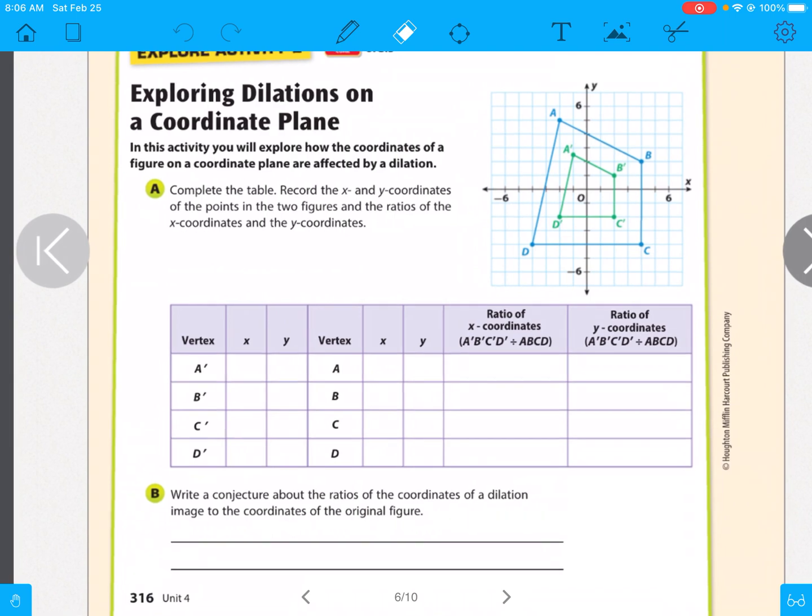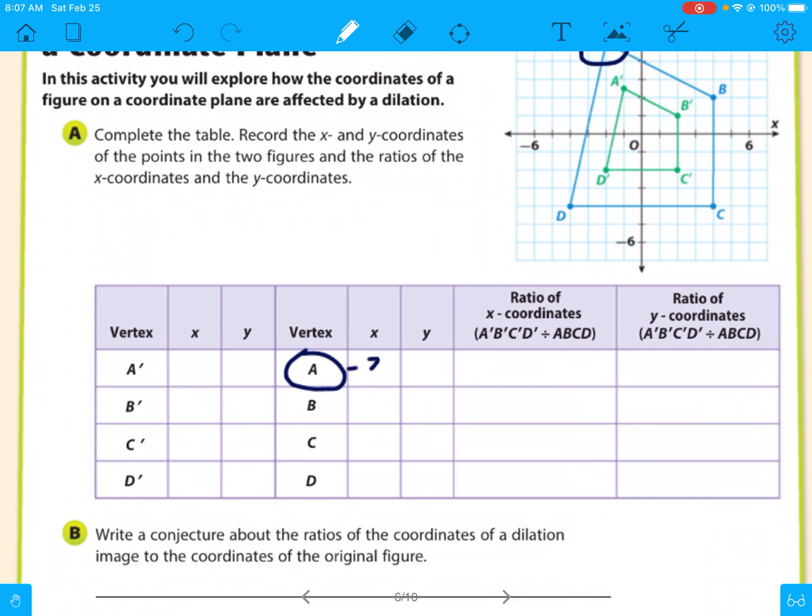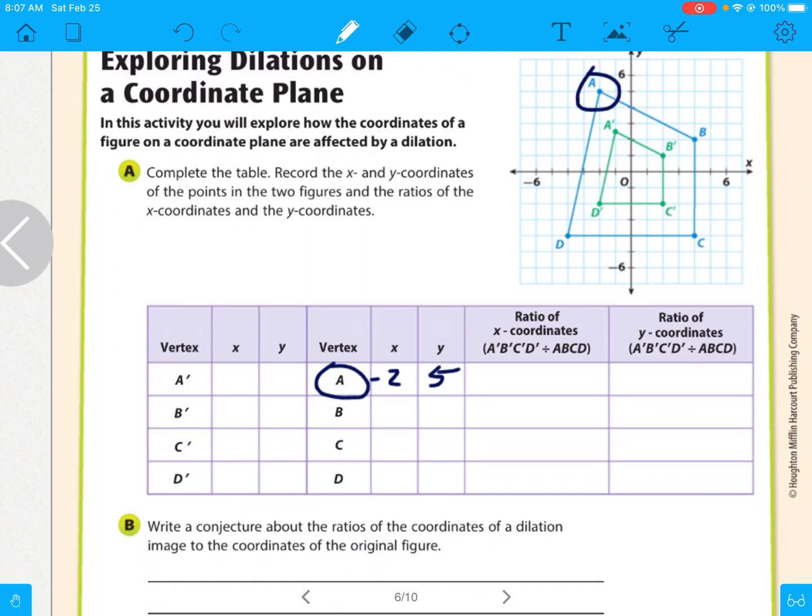So what we want to do is first write our x and y vertices from our original shape. You can see that the blue shape is the original one because they do not have the primes. I'm going to start off with vertex A here. If you look at this point A up top, it is at -2 to the left and then 5. So we're going to write -2, 5. Now coordinate B is right there. That is at 4, 2.